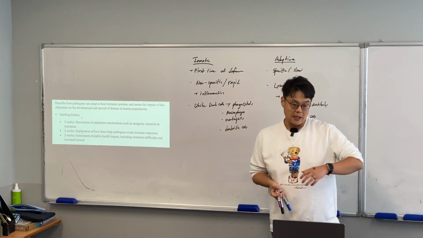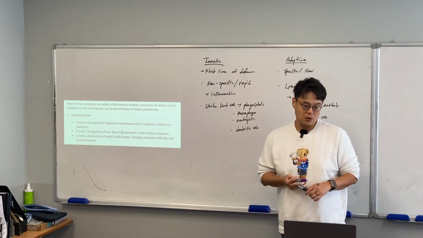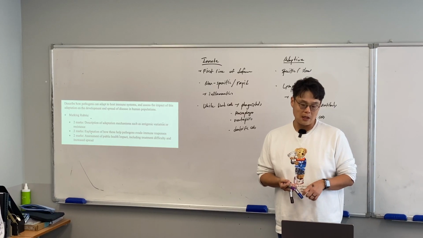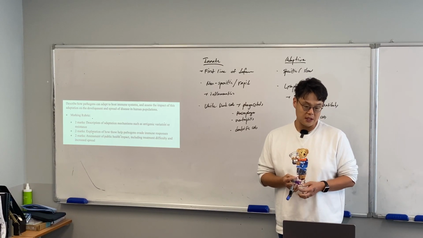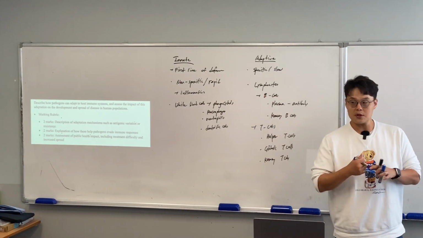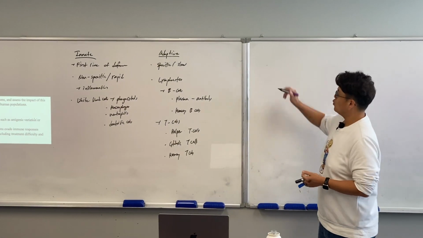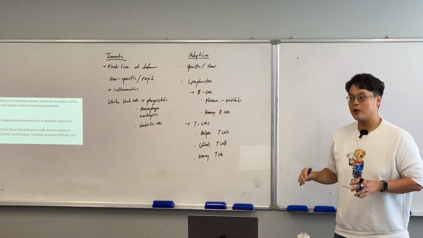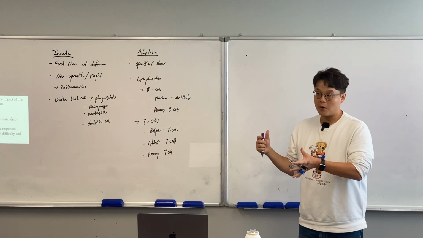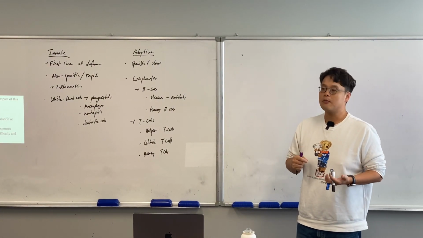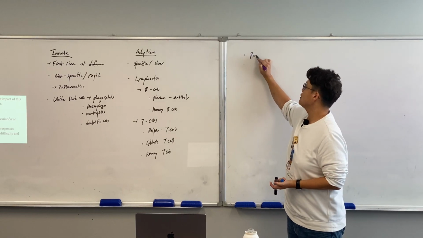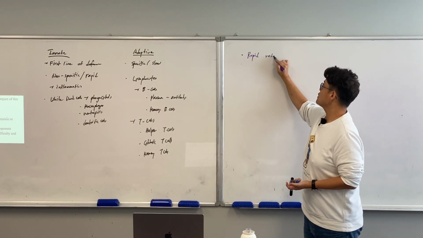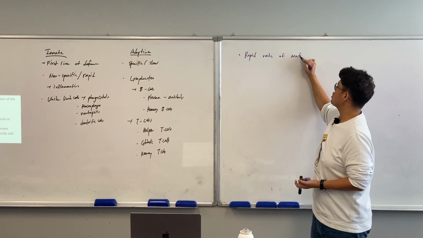Now, pathogens get adapted. So 2 marks go into the description of the adaptation mechanism, such as antigenic variation or resistance. There are 2 key words you need to remember for this kind of question. One, there are always pathogens, whether that's bacteria, viruses, or fungus, and they have a really rapid rate of mutation.